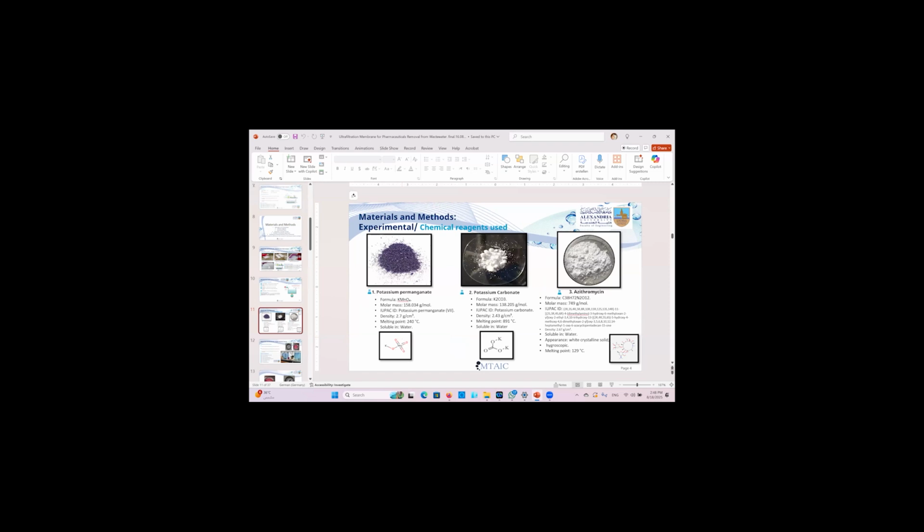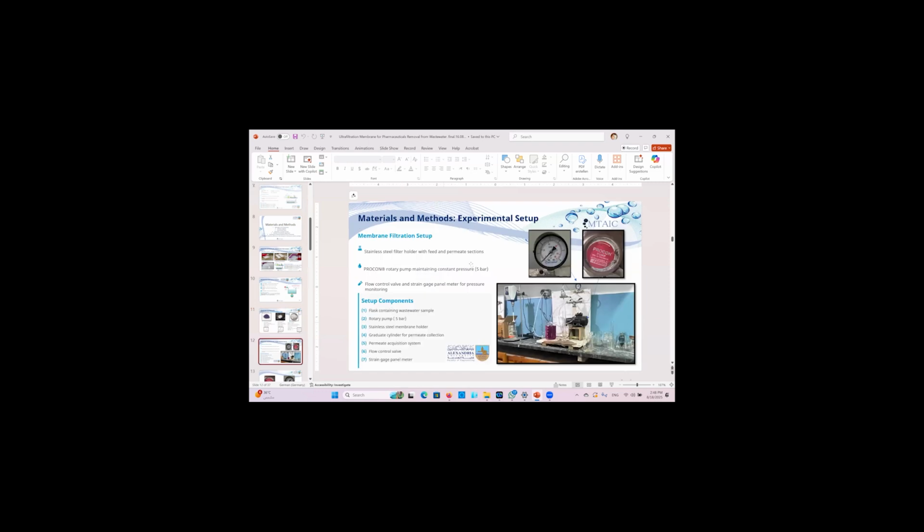Further, we have the experimental setup. Here, the experimental setup is a very conventional filtration system. However, we added a rotary pump, thus facilitating the filtration process in an easy and consistent manner. The set of components are a flask containing wastewater, and a stainless steel membrane holder, in which we put the part of the membrane to be tested.